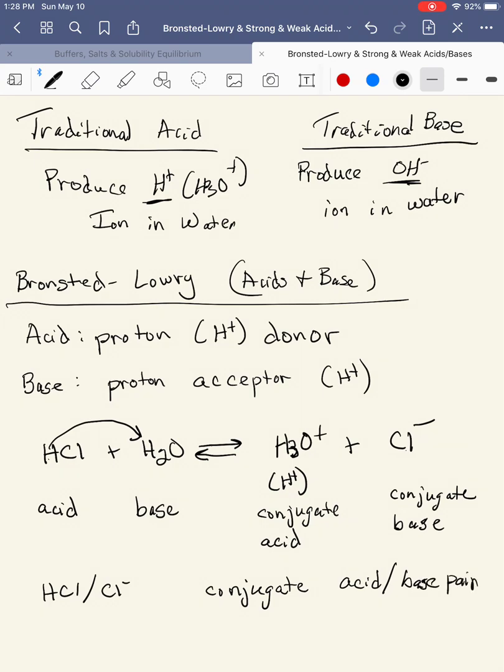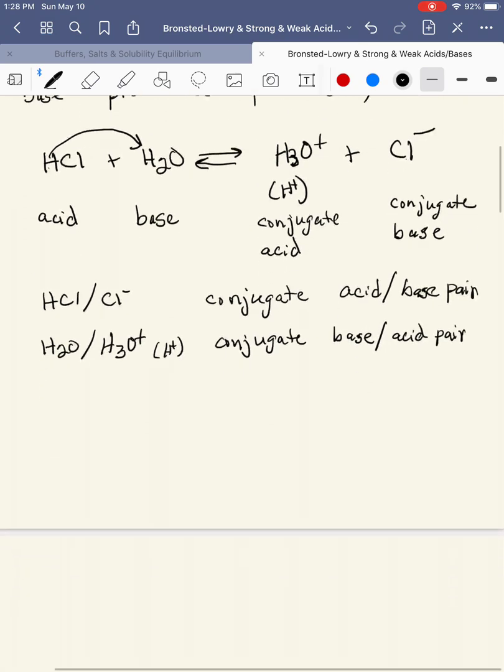And likewise, H2O and H3O plus, or H plus if you'd rather, are also a conjugate acid-base pair. And you might want to say base-acid pair, but it doesn't make any difference. They're considered the same. All right, let's do another example.